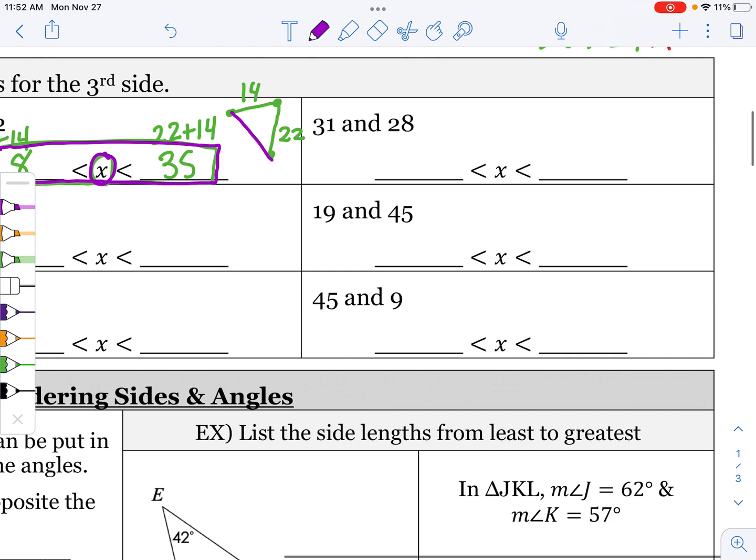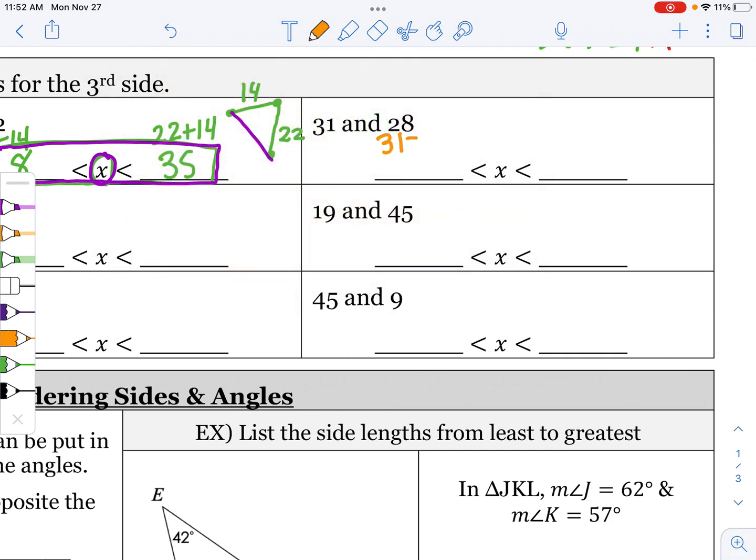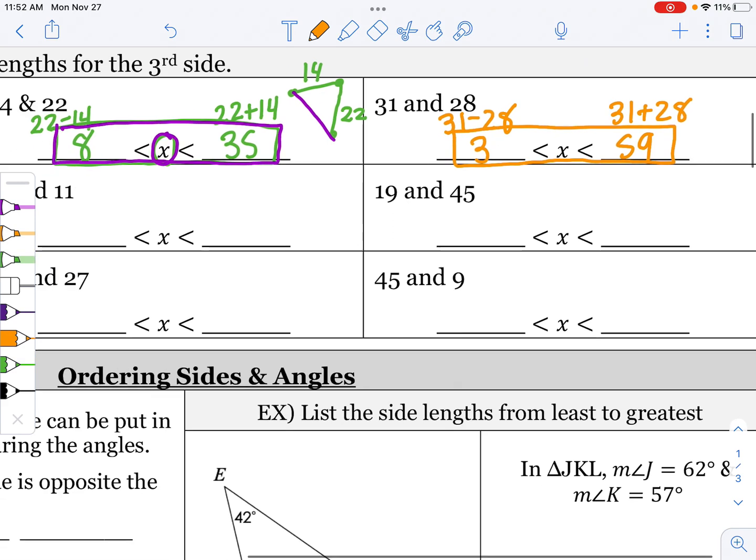Okay, I'm going to do a few more and then I'm going to let y'all try some. We find a by doing 31 minus 28. Remember, side lengths are always positive because distance is always positive. That's going to be 3. And then 31 plus 28 is going to be 59. So anything greater than 3, but smaller than 59.